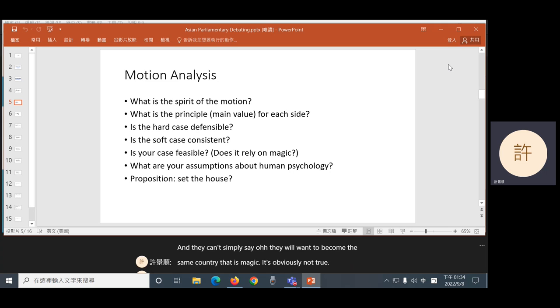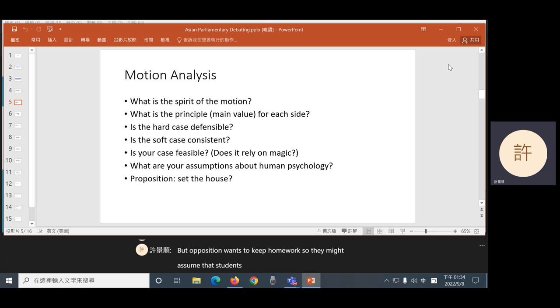The next one. When you think about what people will do or how people will react to this change, what are you assuming about human psychology? In the practice motion, this house would abolish homework. The government and the opposition might assume different things about students' attitudes toward homework. The government wants to abolish homework, so they might assume that students hate homework. But opposition wants to keep homework, so they might assume that students like homework for some reasons.